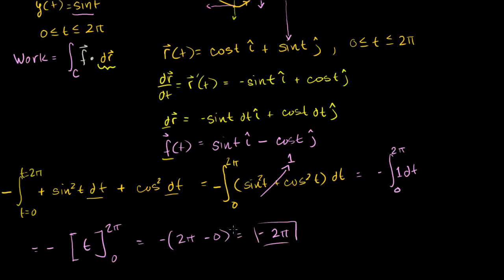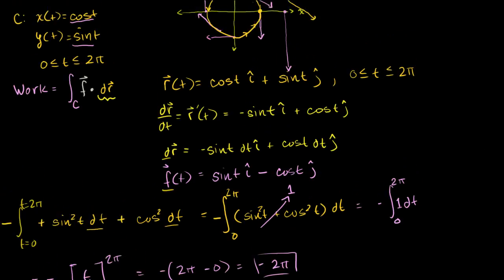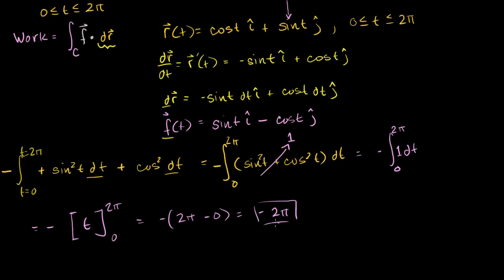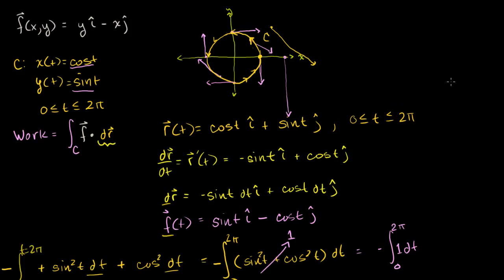We figured out the work that this field did on the particle, or whatever thing was moving around in this counterclockwise fashion. And our intuition held up. We actually got a negative number for the work done. And that's because at all times the field was actually going exactly opposite, or was actually opposing the movement of, if we think of it as a particle in its counterclockwise direction.